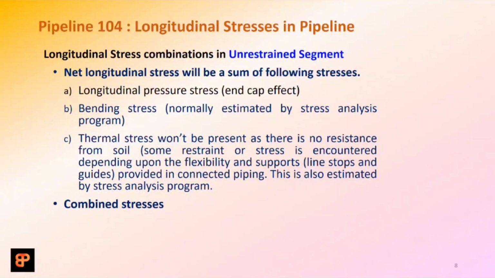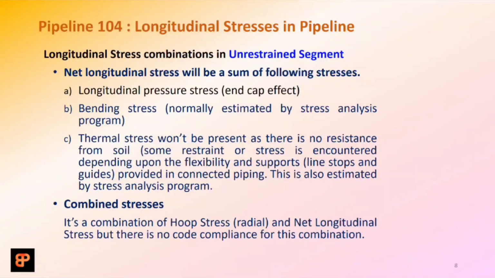So there is a specific formula given in the code, and when you combine that, there will be the combined stress, and then that has to be less than the code compliance provided, which we will see in the next slide. But for each segment or each restraint zone, there will be a combined stress calculated, which is a combination of hoop and the net longitudinal stress, and that will be compared with the code compliance. And if it is less than the code compliance limit, then we can say that the selected thickness is adequate.